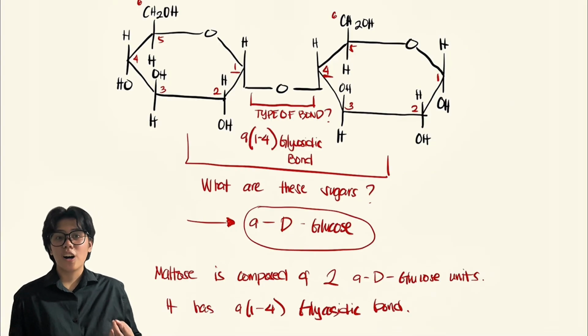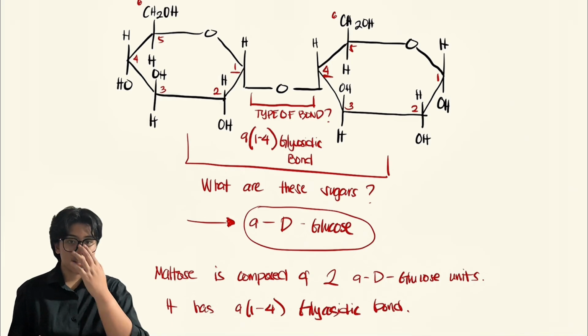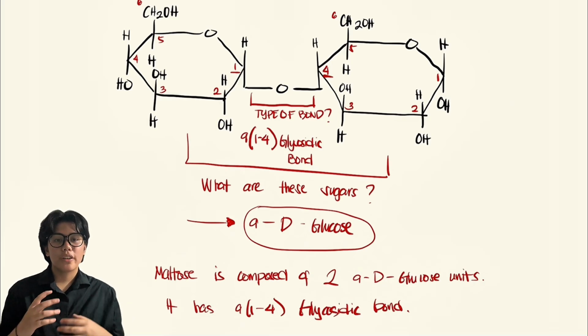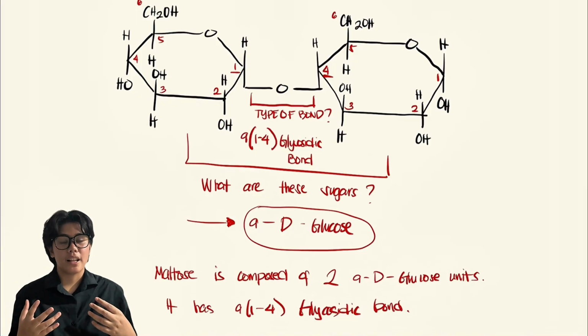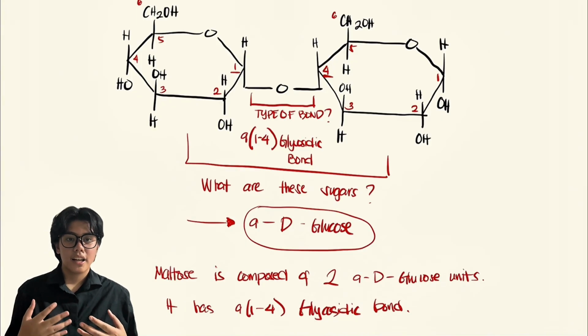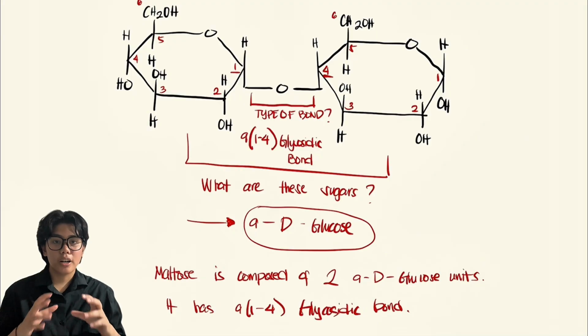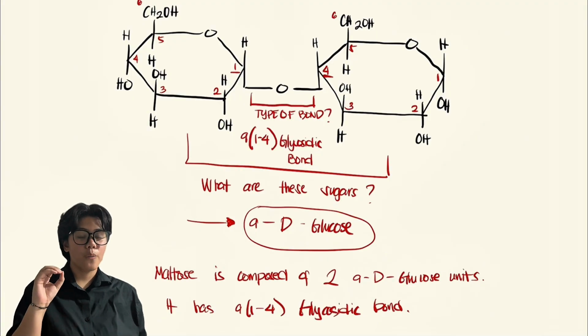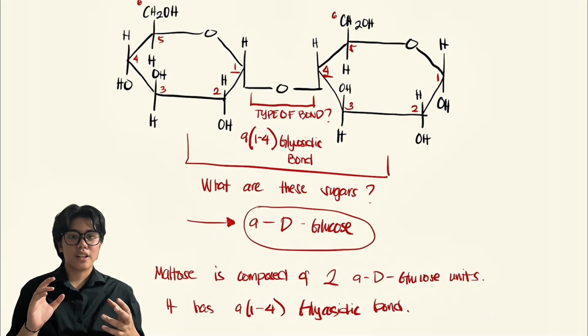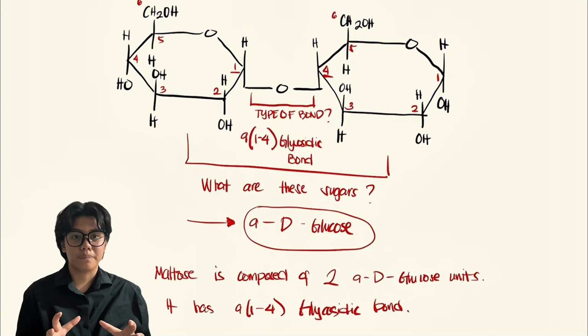Now why is it alpha? Why is it 1,4? It's alpha because, as you can see, you have to check whether it's an alpha bond or a beta bond. You have to check the placement of the hydroxyl group of your anomeric carbon. Your anomeric carbon is the carbon after that oxygen. You see that oxygen there, the O? So after that, to its right, that's your anomeric carbon.